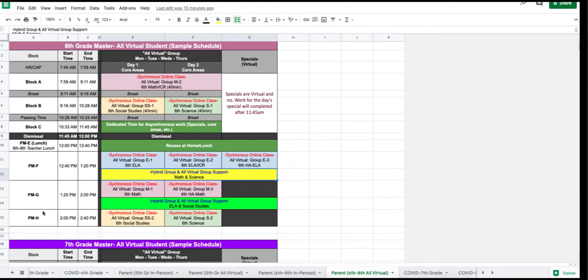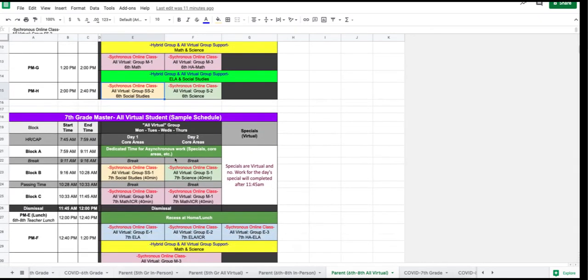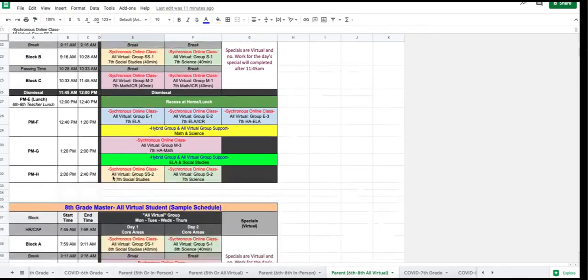And then the last block, H, PMH, is going to be dedicated to instruction in science and social studies. Now, if you were in the SS1 group up here, block B, and were able to get your instruction at about 9:30-ish, then you wouldn't be getting the instruction down here. You would just be in one of those two science and social studies groups. Okay, and again, I'll show you a student schedule in a minute. Okay, 7th grade all virtual is the same thing, and so is 8th grade.